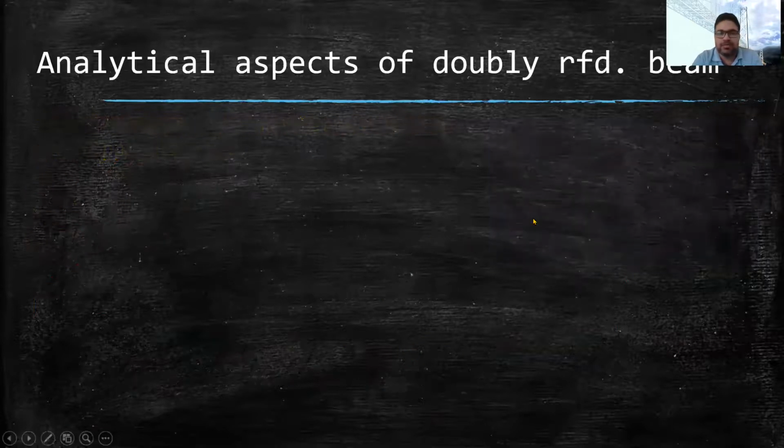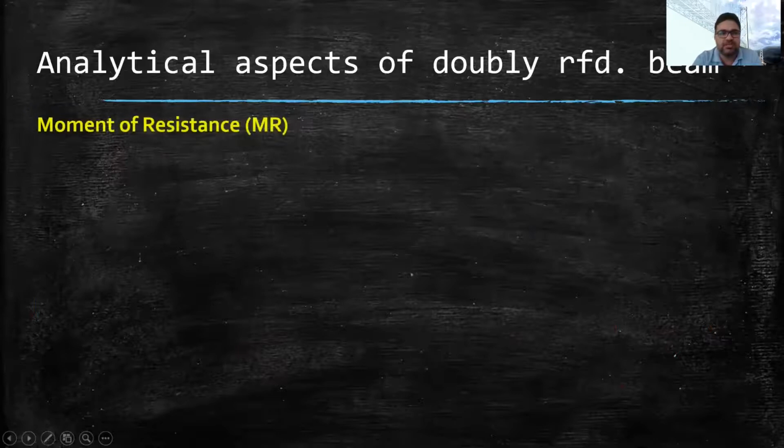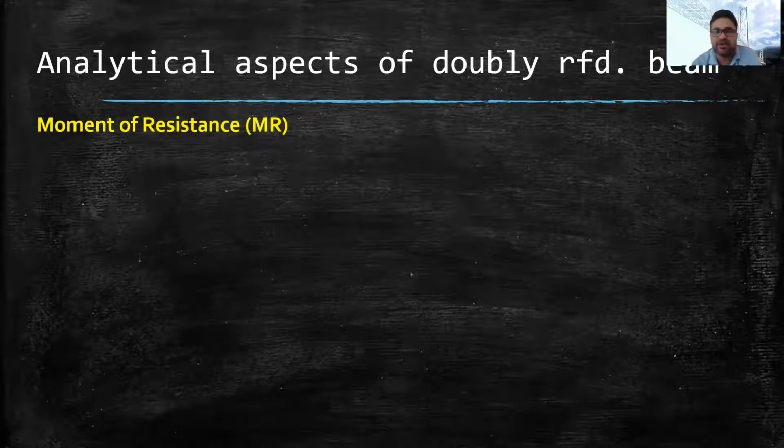Now, coming to another topic, which is moment of resistance. How do we find out the moment of resistance of a doubly reinforced beam? That is again a very important point, and that is what we are supposed to find out. So till now, the formulas and relations that I have discussed are related to this topic, which is moment of resistance.